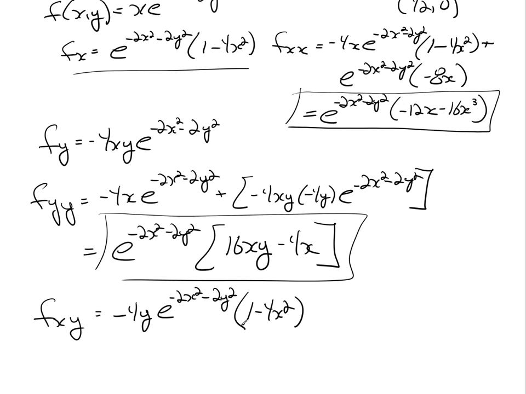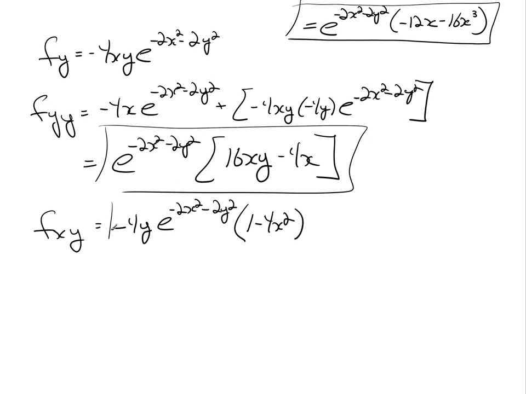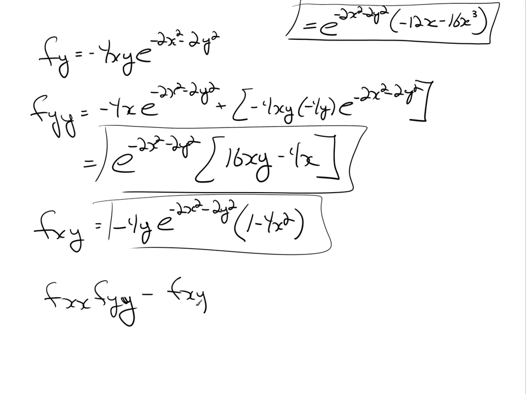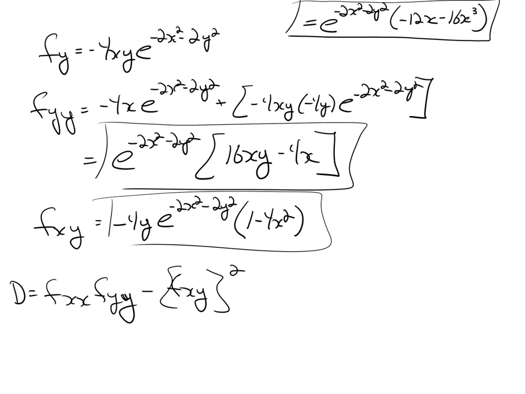Okay, now I need to put all this together, this piece, and what I need is fxx times fyy minus fxy squared. Let's just call this d again, and I need to evaluate this at each of the critical points. So when I take that first critical point, that is going to consist of negative 1/2, 0.